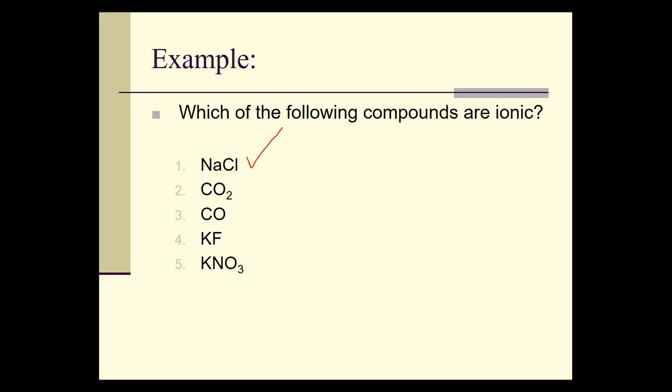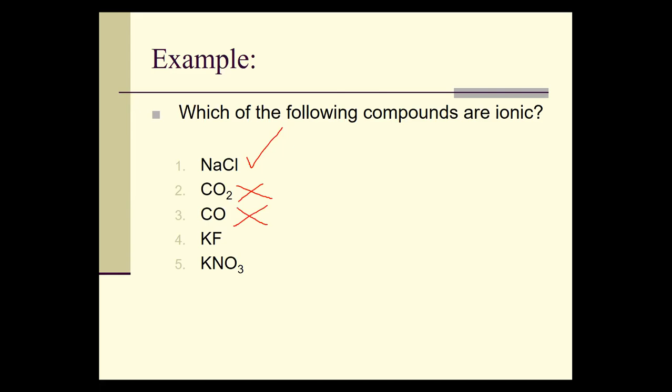Is carbon a metal? Nope, carbon is a non-metal. Is oxygen a metal? No. So this is 2 non-metals. So this is not going to form an ionic bond. Again, we have carbon monoxide, not going to form an ionic bond.